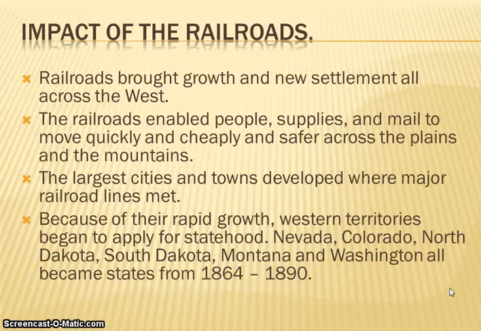So the impact of these railroads, it brought growth and new settlement all across the West. The railroads enabled people, supplies, and mail to move quickly and across the plains and the mountains. Large cities and towns were developed where railroad lines met. So people actually lobbied to have railroads and depots put in their towns because that meant money. Because of the rapid growth of these Western territories, you saw more of these territories applying for statehood. And between 1864 and 1890, Nevada, Colorado, North Dakota, South Dakota, Montana, and Washington all became states.